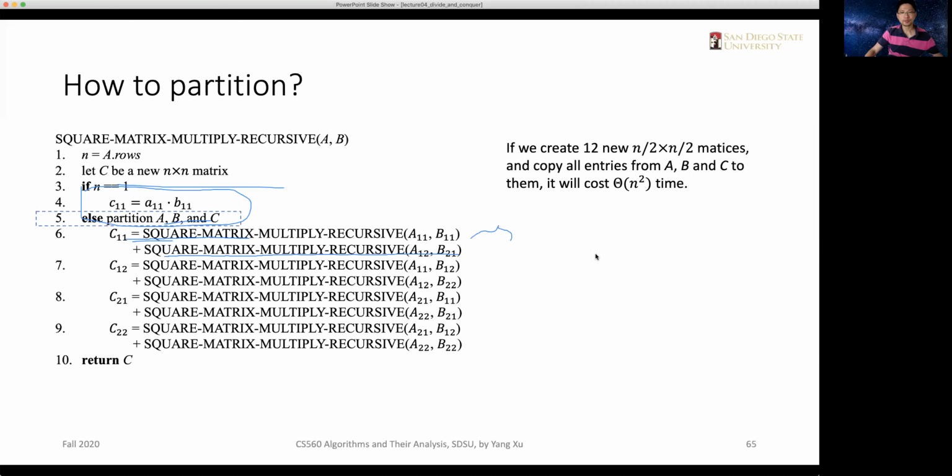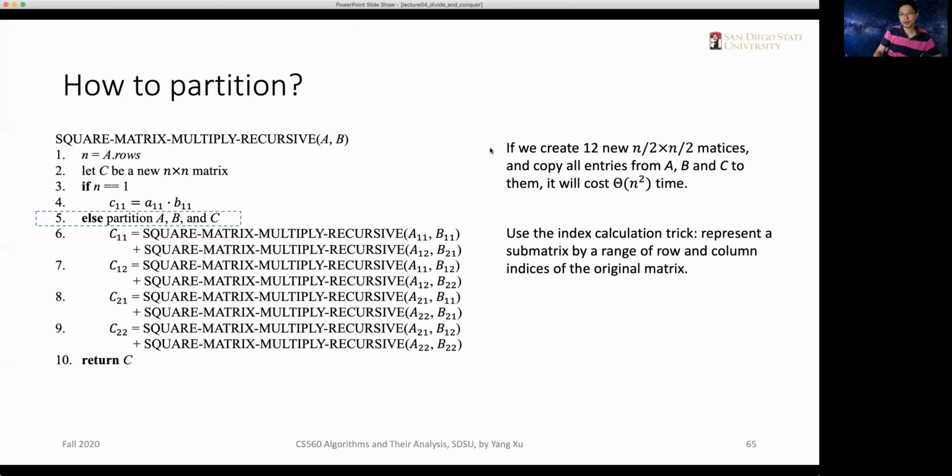Okay, so if we analyze the running time of it, we need to consider the cost of the divide, right? We are creating 12 new smaller matrices, because we are splitting each matrix into 4 smaller ones, right? And we need to copy all the original entries to the new matrices. It will cost us quadratic running time, because the number of elements in a size n matrix is n squared.